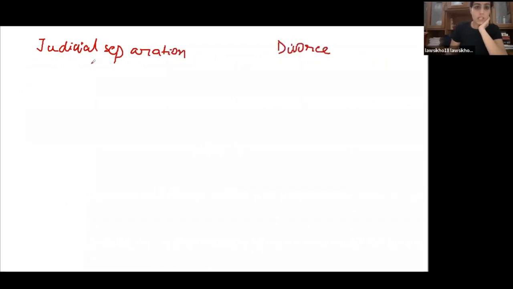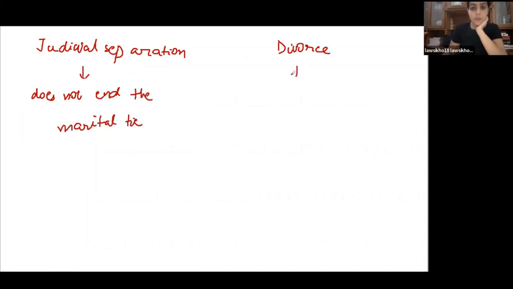So let's say, what is the difference between judicial separation and divorce? A decree of judicial separation does not end the marital tie, but a decree of divorce definitely ends the marital tie.